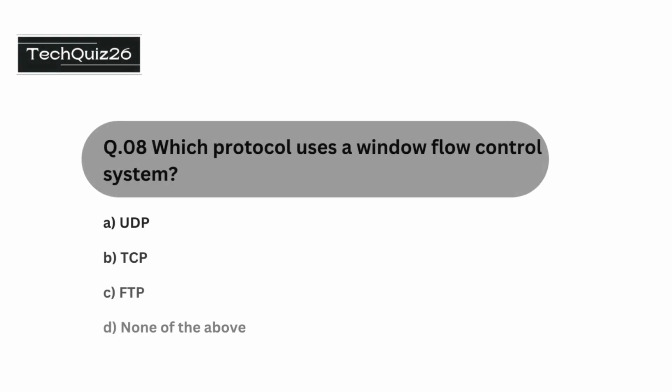Question number 8 is which protocol uses a window flow control system? The options are UDP, TCP, FTP, none of the above. The correct option is TCP.